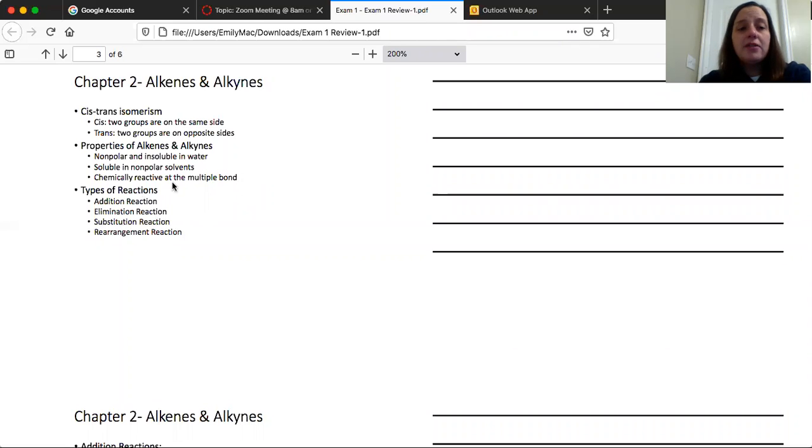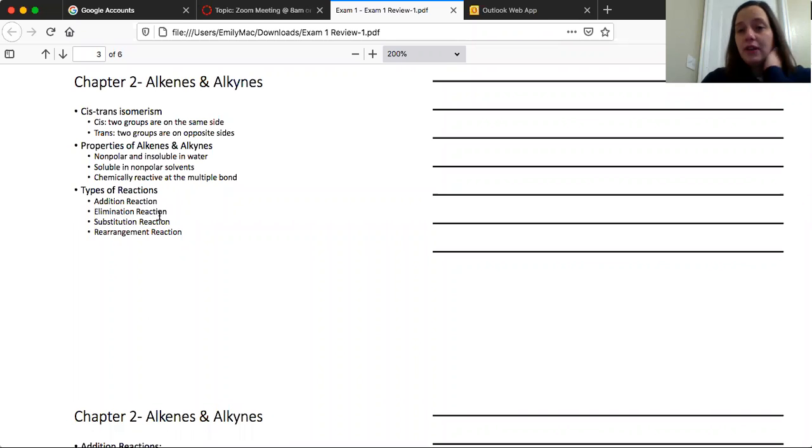So we just talked about the different types of reactions: addition, elimination, substitution, rearrangement. So those are the ones that I said you won't have to actually draw out. I would just give you the full reaction and say, what type of reaction is this? And you would label it, okay? So addition reactions, we have a lot of those, we looked at a lot of those reactions. So those you will have to write out.